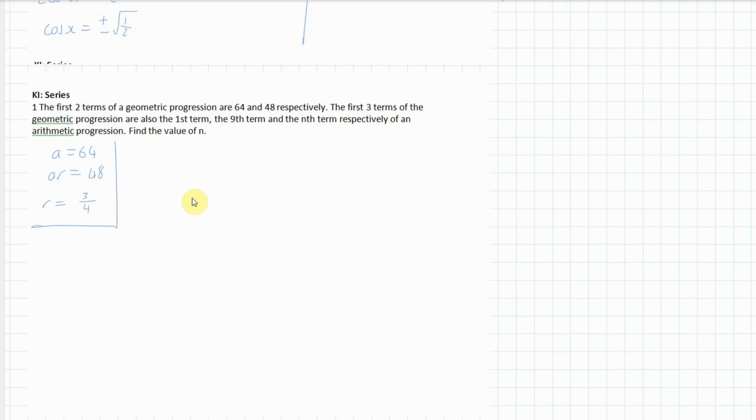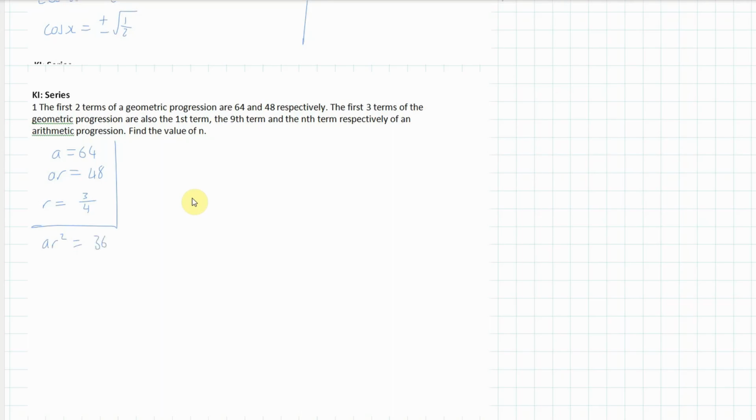The first three terms of a geometric progression are also the first, 9th, and nth term, respectively, of an arithmetic progression. Find the value of n. Okay, so what we can do now, I guess, the third term of the geometric progression is therefore ar squared. In this case, we're going to go 64 times 3 over 4, and we're going to square that, and that gives us 36 as our next term.